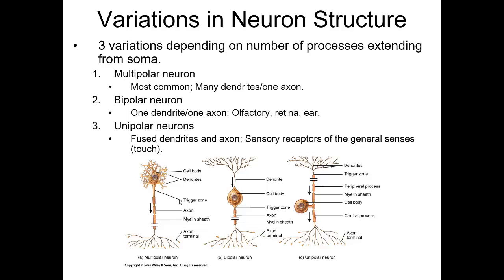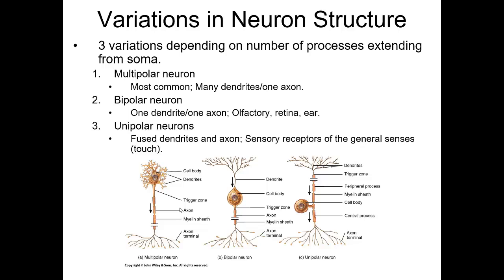Now let's talk about the variations in neuron structure. Earlier we looked at the basic structure of the neuron. Now we're going to talk about the variations in neuron structure. We saw the cell body, we saw the dendrites, we saw the axon hillock, and the synaptic end bulbs. Now we're going to talk about the 3 variations in structure.